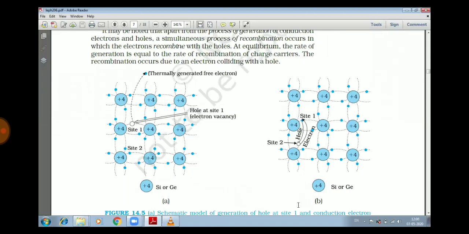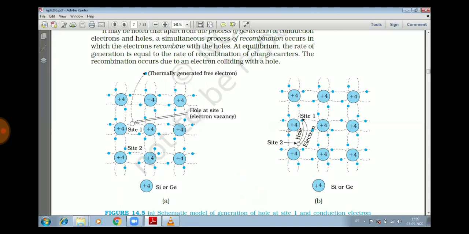Clear, children? In 14.5a, you see there is a vacancy created by a thermally generated free electron. Why are we saying it is a thermally generated free electron? Because I am supplying heat energy to remove the electron from the covalent bond. It absorbs heat energy and creates an electron vacancy, and we are calling that vacancy a hole. Clear, children? There is a site 1.